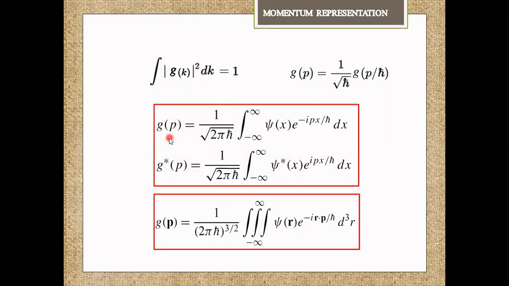Therefore, g(p) is equal to 1 by root 2 pi h cut, integral from minus infinity to plus infinity psi(x) e raised to minus i px by h cut dx, because k is equal to p by h cut. Then the complex conjugate is g star(p) is equal to 1 by root 2 pi h cut integral from minus infinity to plus infinity psi star(x) e raised to i px by h cut dx. In the three-dimensional case, g(p) is equal to 1 by (2 pi h cut) raised to 3 by 2 triple integral psi(r) e raised to minus i r dot p by h cut d tau. We have to remember all these three equations for our further analysis.